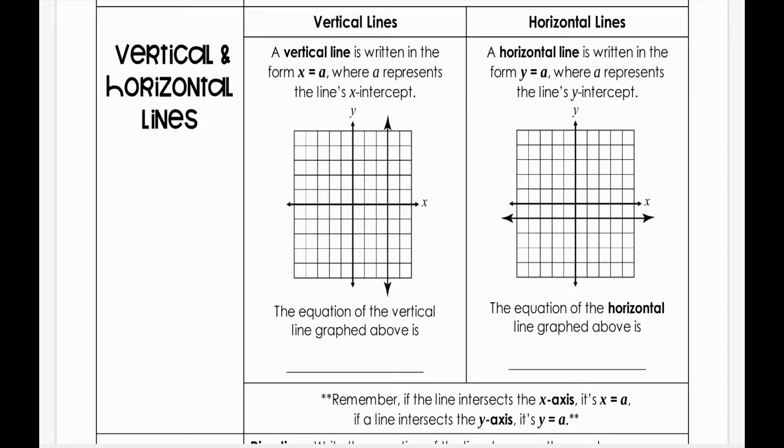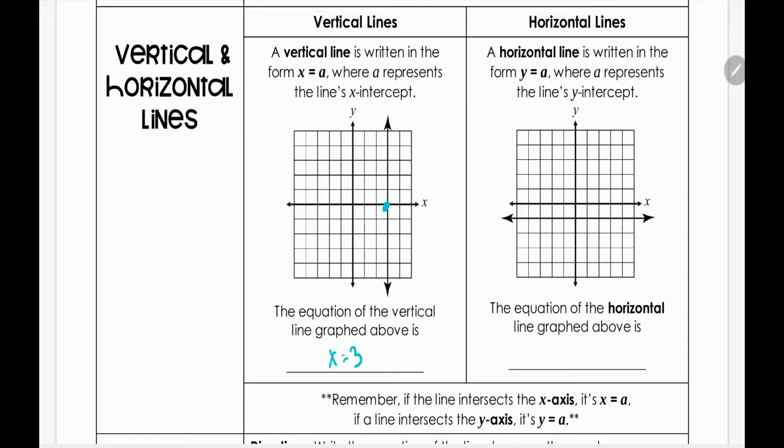Okay, so let's talk about vertical lines first. A vertical line is written in the form x equals a, where a is the line's x-intercept. So in other words, in order to write the equation for the line, we're going to look for the x-intercept, which is right here, and we're going to set it equal to x. So what is the x-intercept? Well, that's 3. So the equation of the vertical line would be x equals 3. And that's it for vertical lines.